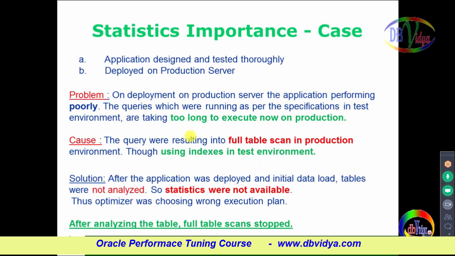See, this is the same scenario. In production everything was going to full table scan. You can see the problem was they did not analyze the tables. Once the table was analyzed, full table scan stopped. They started using indexes. I changed it a little bit and I presented. This is one scenario, that is another scenario. So first thing, statistics are very important. Without that, the optimizer cannot take a correct decision.